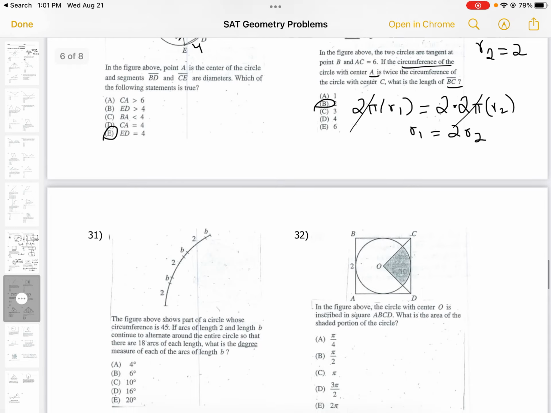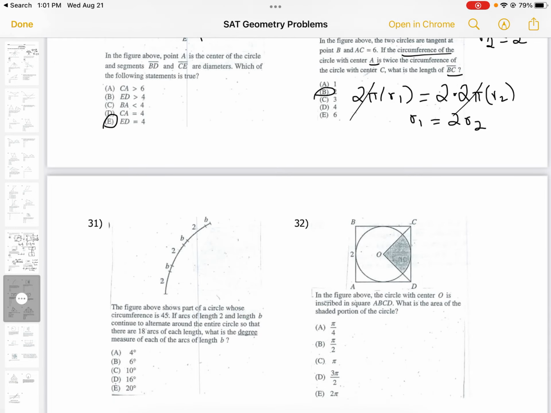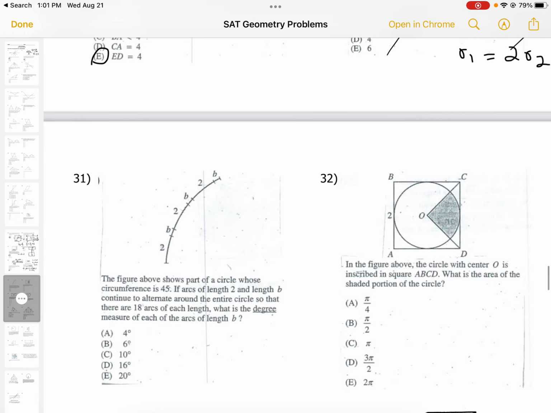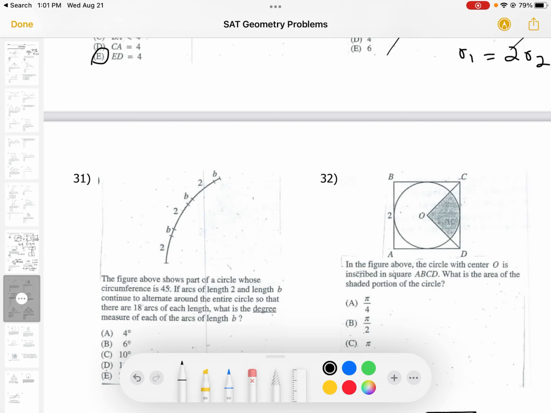Alright, we'll do a couple more problems before I'll end this video. So these will be the last 2 problems for this video, and then we'll finish the rest of this geometry practice sheet in the next installment. Okay, let's move on to question 31.